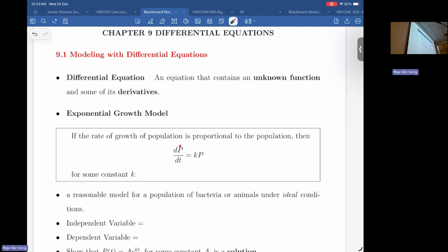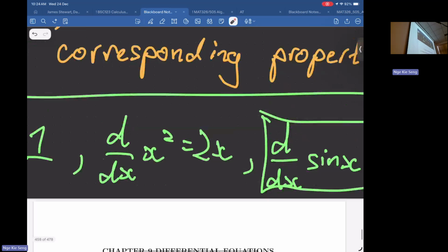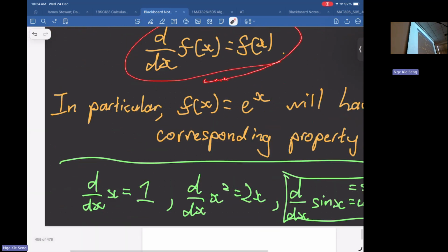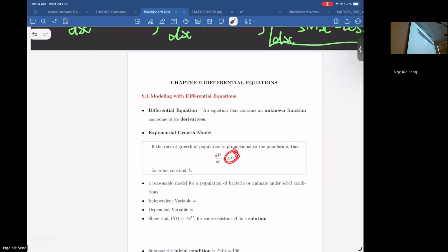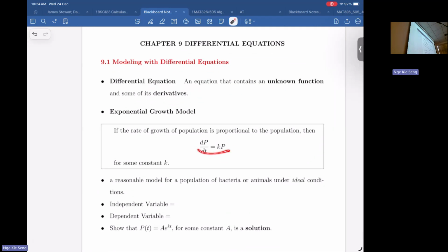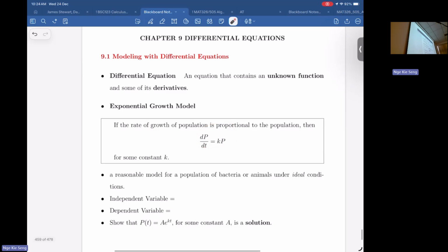We want to see what kind of function can satisfy this equation. This is actually quite close to what we had before for e to the x, where we take k equals 1, dP/dt equals P. But here k is an arbitrary constant. We will see what the solution is for this later.